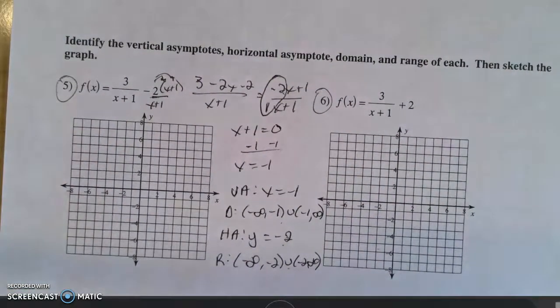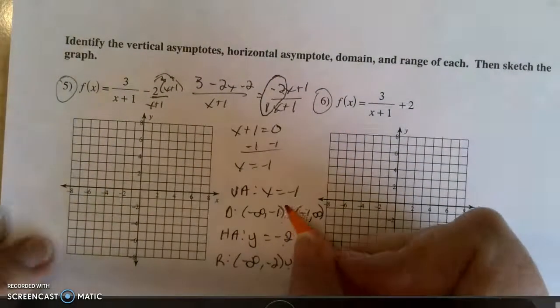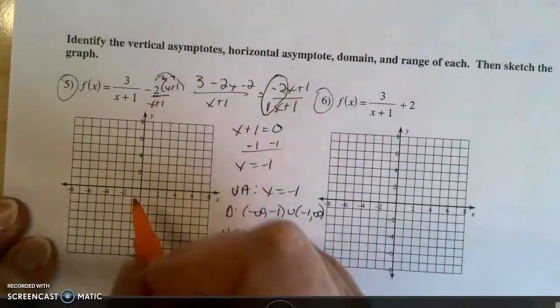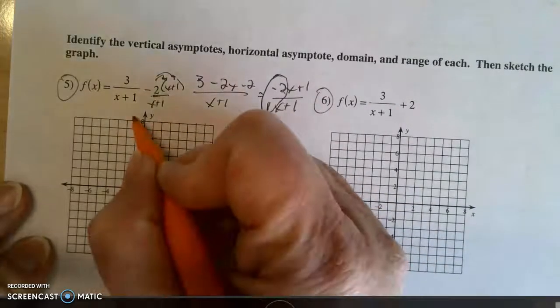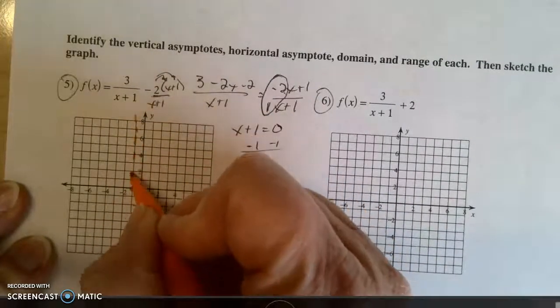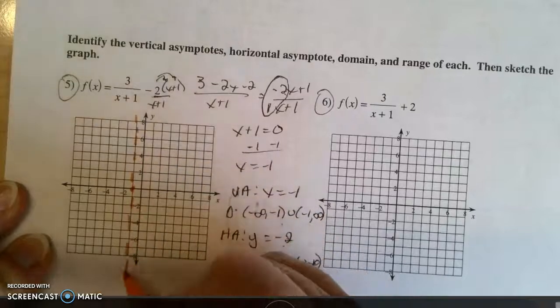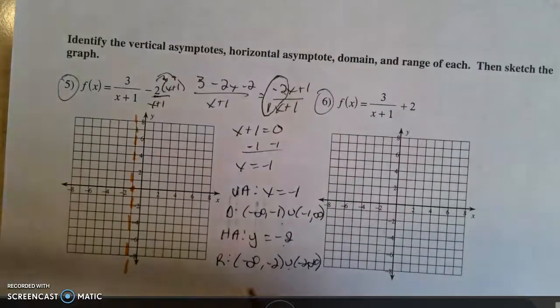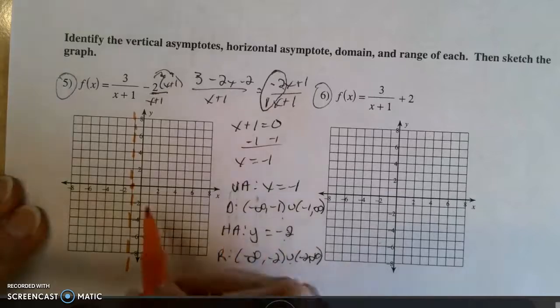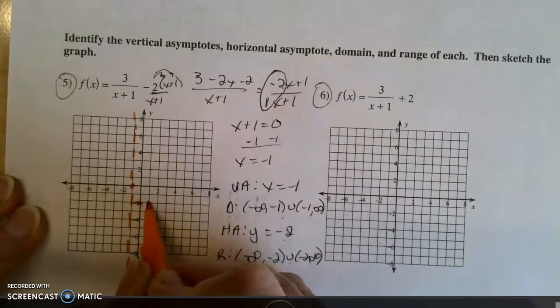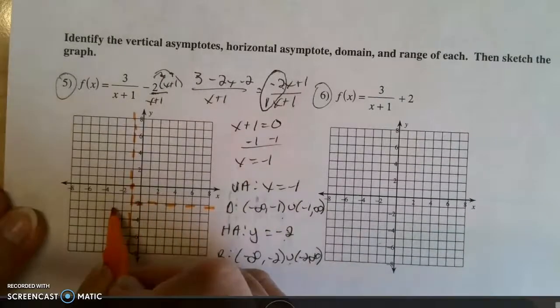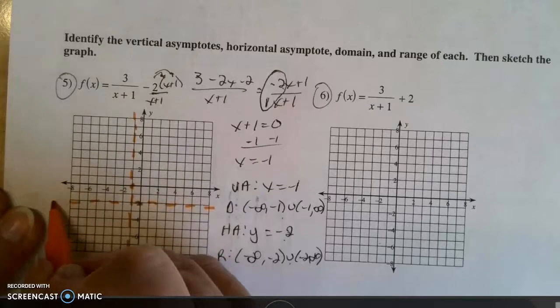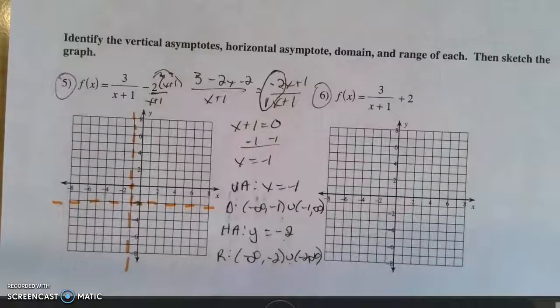Okay, let's plot in our asymptotes. So I've got x on the x-axis. I'm going to go to -1 and I'm going to plot it. I hope you can see it better now that I've got color. And I'm going to go to my horizontal. Y is -2. That's right here. Okay, so there they are.